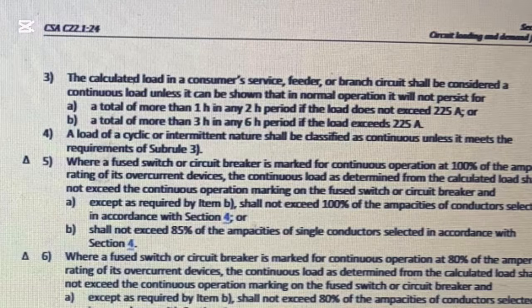Rule 8-104, maximum circuit loading, tells you to go to Appendix B. Also says, 1, the ampere rating of your consumer service, feeder or branch circuit shall be the ampere rating of the overcurrent device protecting the circuit, or the ampacity of the conductor, whichever is less. 2, the calculated load in the circuit shall not exceed the ampere rating of the circuit.